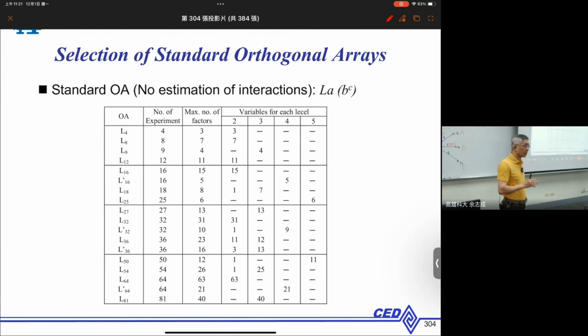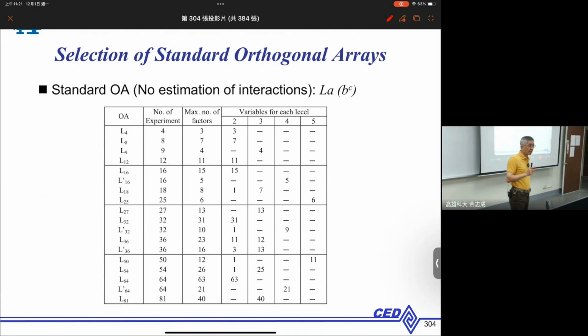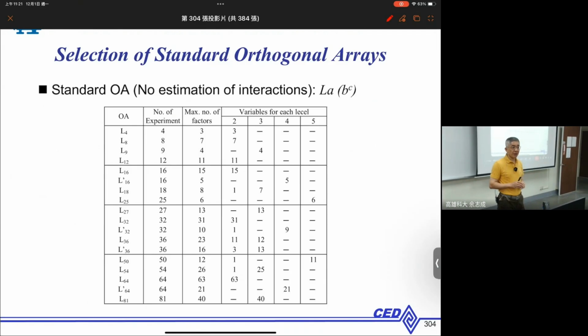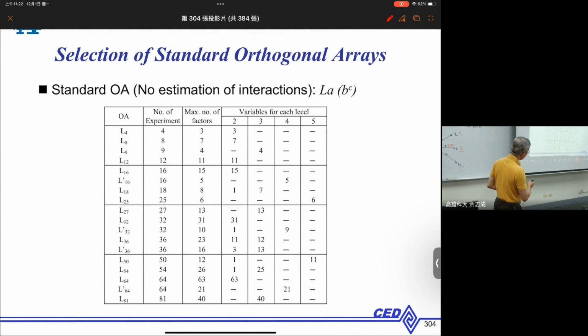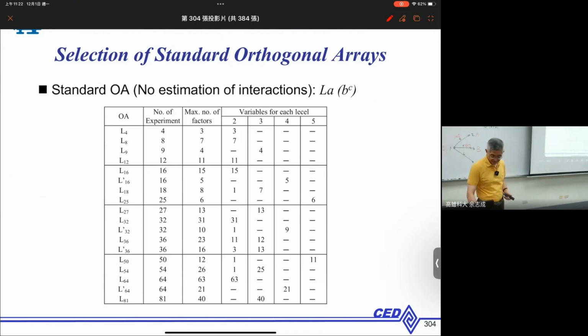Why can L18 not be used? Because L18 is a special orthogonal array. I mentioned that before. It's a very special orthogonal array that cannot be used to estimate interactions. I will explain that later. So we need to go to the next one, which is L27, which has 13 columns. That will be good for our case.